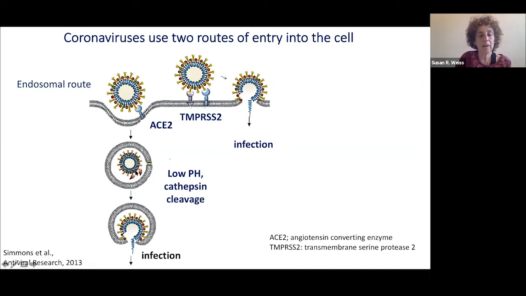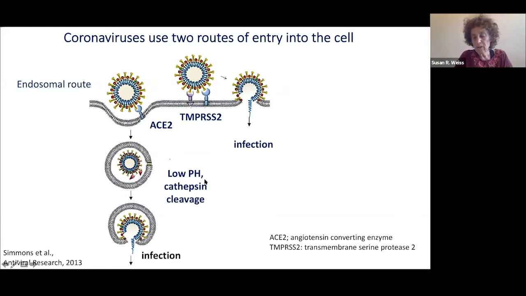Now, in order for that to happen, the spike protein has to be cleaved at both, as I told you before, the S1/S2 border and the S2 prime site. And in the case of this endosomal pathway, that cleavage is carried out by cathepsin protease, which requires a low pH environment in the endosome to carry out the cleavage.